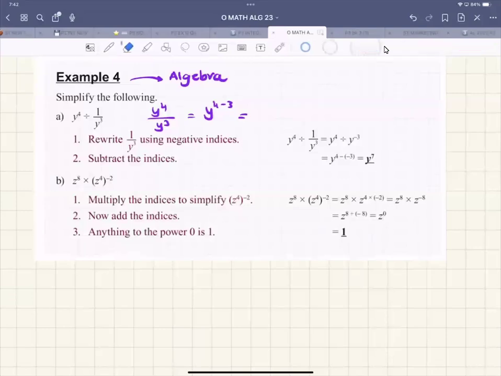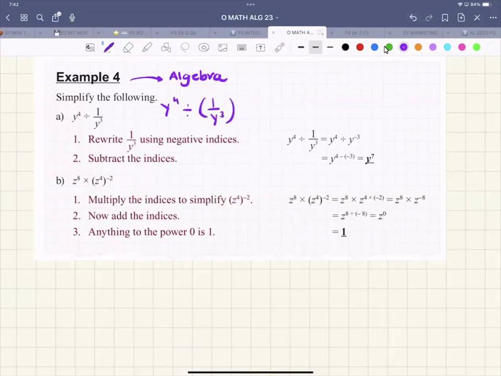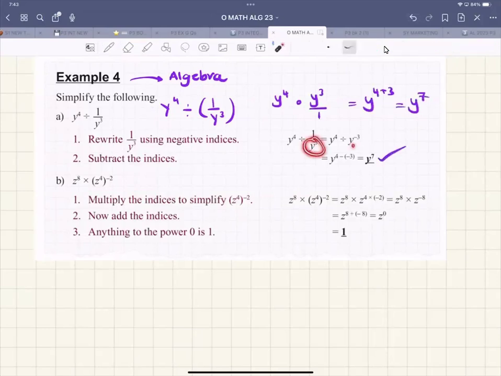Let me just correct myself. I misread it in a hurry. It is y power 4 divided by 1 over y cube. So I'll write this as y power 4 into y power 3 over 1. This is y power 4 plus 3, which is y power 7. I'm getting the same answer, but what they have done is write it as a negative index and then work it out. I think I'll just flip this. That is much easier.